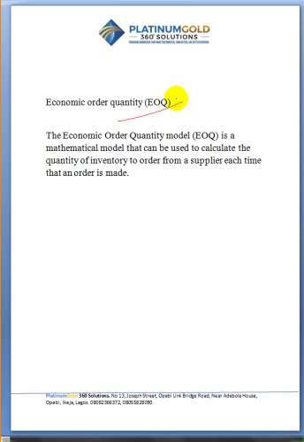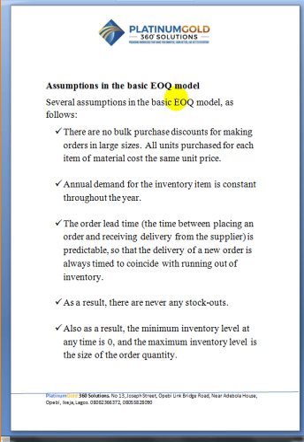However, it has its own assumptions too. Let's look at the several assumptions in the basic EOQ model. They are as follows. The first assumption is that there are no bulk purchase discounts for making orders in large sizes. So all units purchased for each item of material cost the same unit price. So there's no discount, or zero discount is assumed.